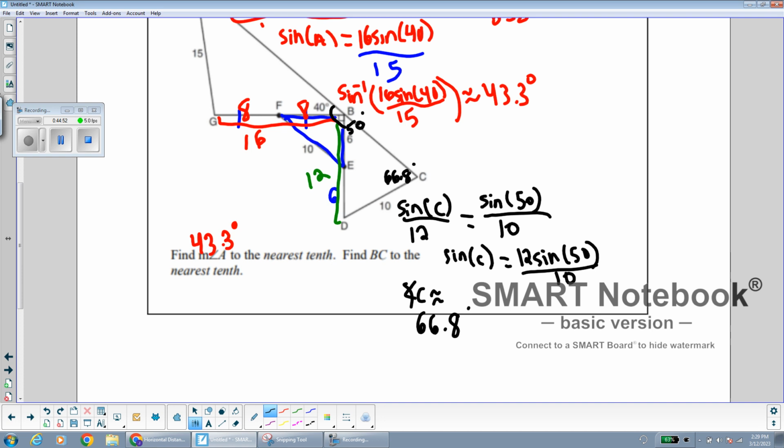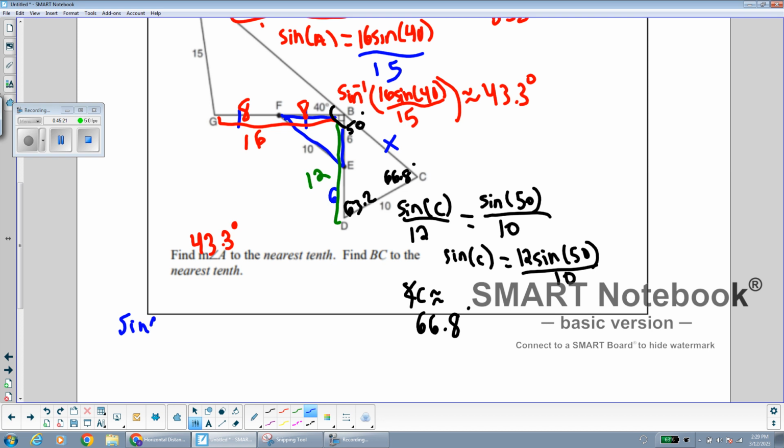If I add 50 to that, I get about 117 degrees. And if I subtract that from 180, and I'm going to leave to the nearest tenth, I get approximately 63.2 degrees for angle D. And now that I know angle D, I can use law of sines to find BC, which I'll label as X, because that's what we're actually looking for here.